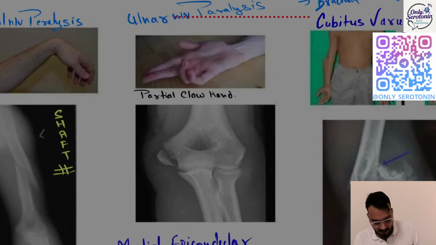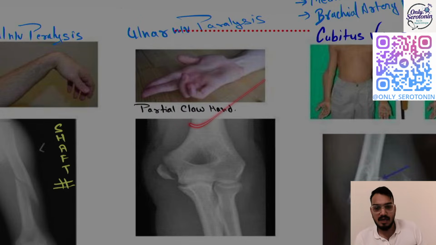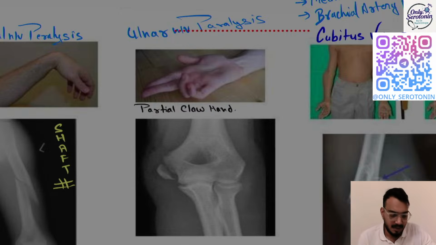I am making a mistake while speaking. Ulnar nerve paralysis can have partial claw hand. Ulnar nerve paralysis can have what, guys? It can have the partial claw hand.